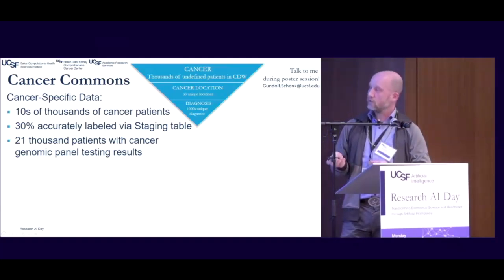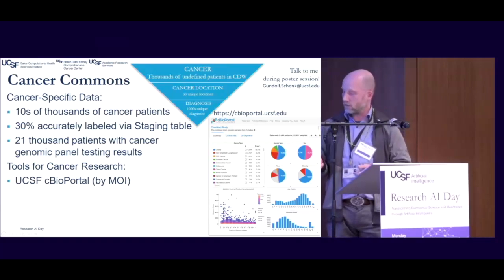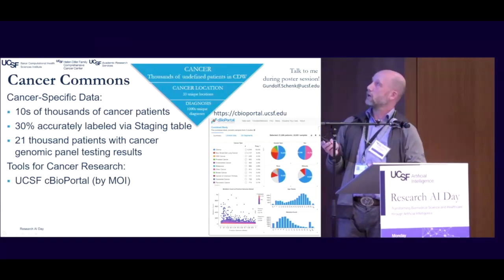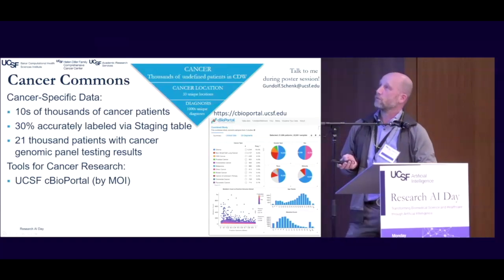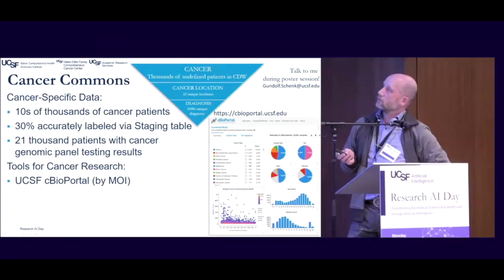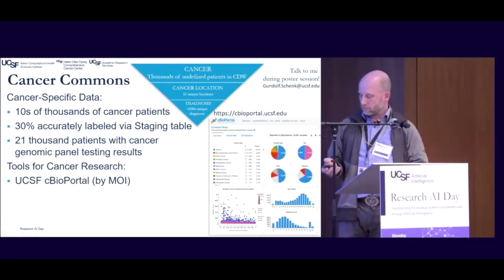We also have genomic testing, panel testing, in Information Commons de-identified today. And you can look at it by going to this tool, cBioPortal. It's run by the Molecular Oncology Initiative from the Cancer Center here at UCSF. And you can explore the data. You can filter by what kind of cancer type you're interested in or what kind of mutation you're interested in, and so on, and look at the statistics. You can even dive into individual patients.